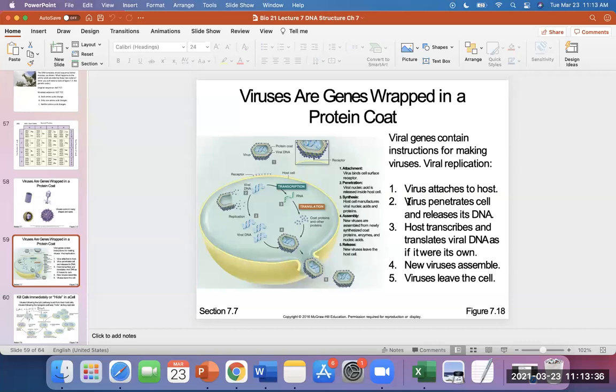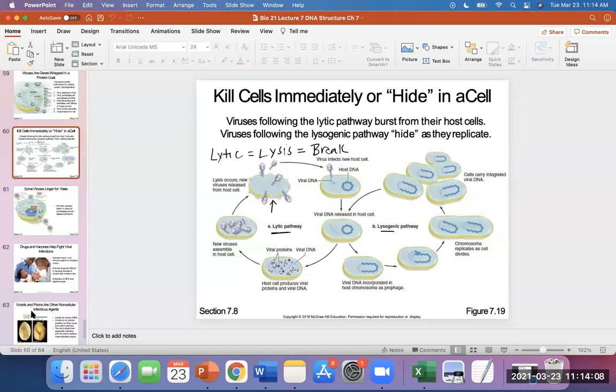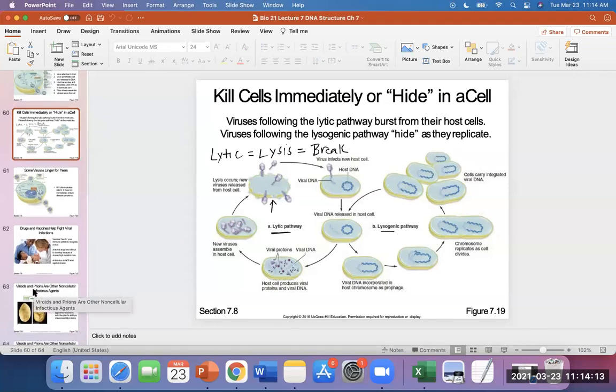I don't expect you guys to memorize any of these steps. Just make sure you know viruses are not considered alive. They cannot reproduce on their own. Then you have this lytic pathway and lysogenic pathway. I don't expect you guys to memorize the steps for these, but I do expect you guys to know the difference. So lytic pathway is when the viruses break down the cell and they leave and they go impact other cells. Lysogenic is when the virus just hides inside the host DNA and replicates. So that's the difference between these two. And then you need antivirals for the viruses. Antibiotics not going to work for the viruses.